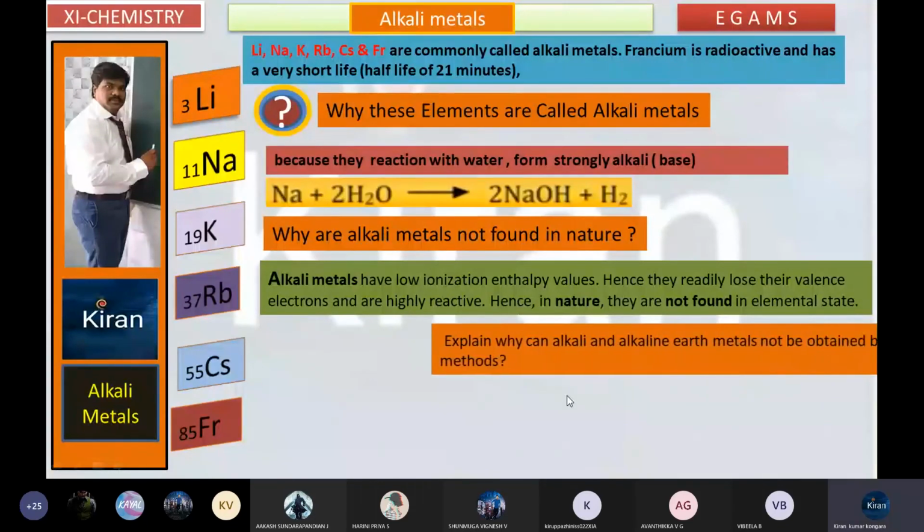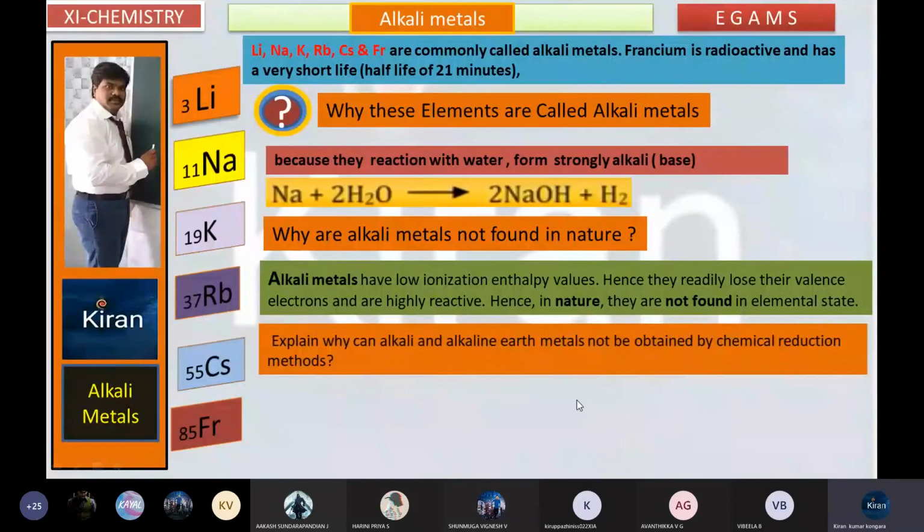Explain why alkali and alkaline earth metals cannot be obtained by the chemical reduction method. This is also one of the most important questions. Why are alkali metals as well as alkaline earth metals not available through the chemical reduction process?